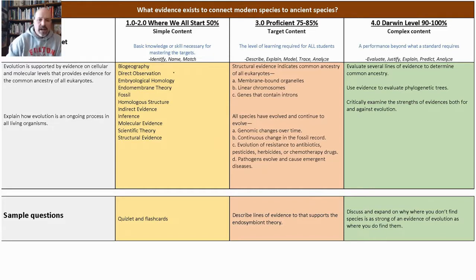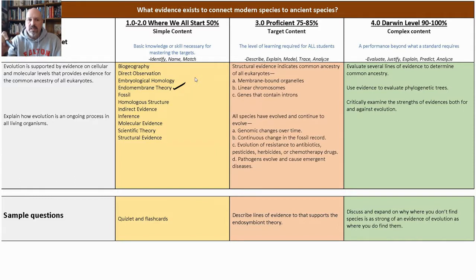Well, I'm hoping you already know endosymbiont theory. We don't have to go back over that. And if you don't, you should. It's a big one. I've tackled all the other ones. I think I've done a pretty good job on the proficiency scale, and I'm going to leave the Darwinian level of mastery to you. Can you evaluate evidence that I give you now?